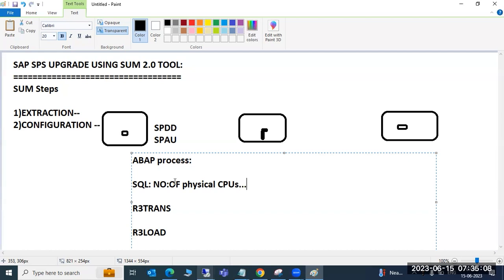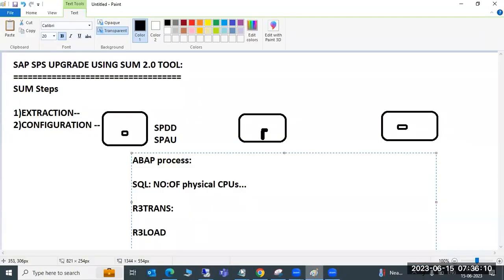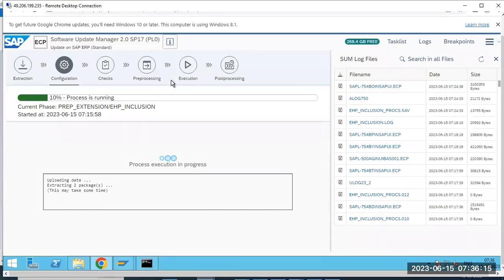That is one. The next, the third one, is R3trans. They are not going to ask about each and every step in detail. Whatever questions we discussed yesterday and today: the port number, the SPS upgrade with the tool, what is the port number, how many roadmap steps, what is the shadow system concept, what happens if you don't have the shadow system. They may also ask about one frequently asked and most important step, the configuration phase.